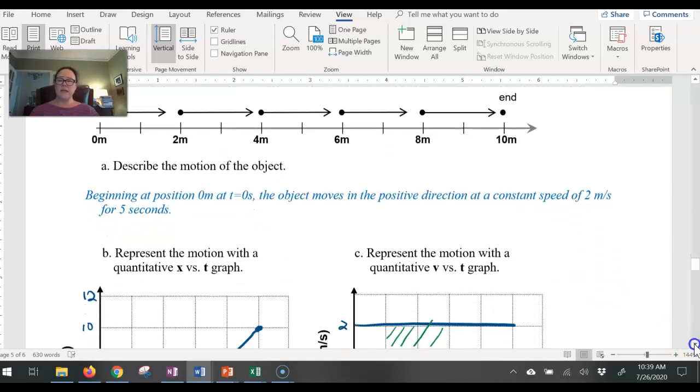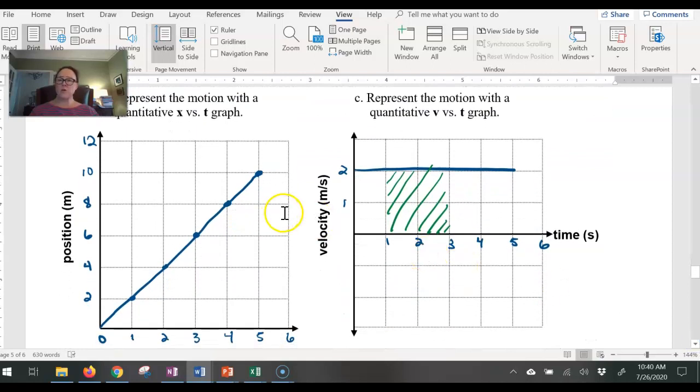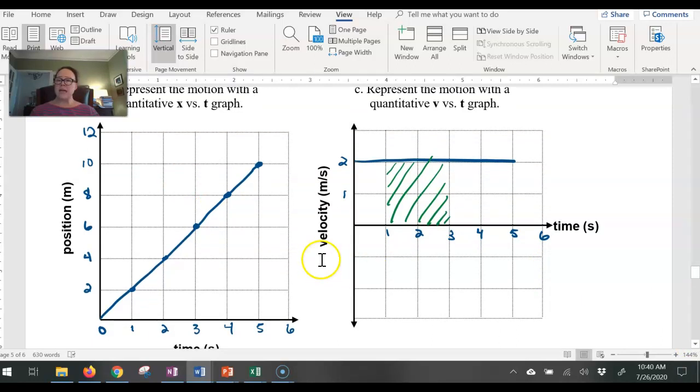Okay. And then I want to represent that same type of motion with both a position versus time graph and also a velocity versus time graph. And so for the position versus time graph, one way to do that is just to put a dot at the position of the object at each time. So at time 0, it was at 0 meters. At time 1 second, it was at 2 meters. 2 seconds, it was at 4 meters, and so on.